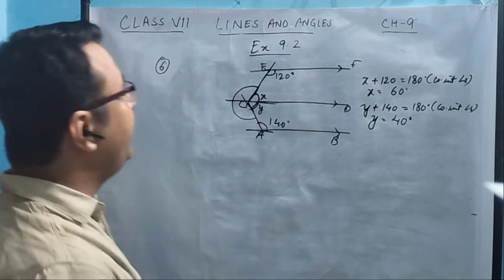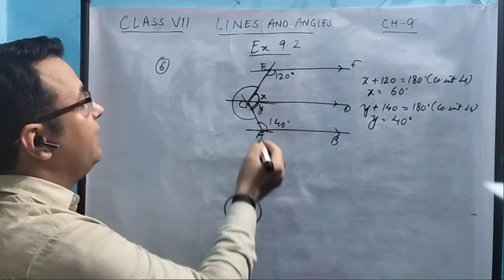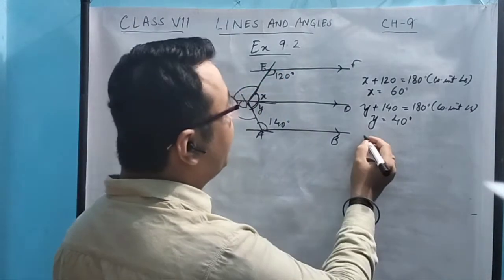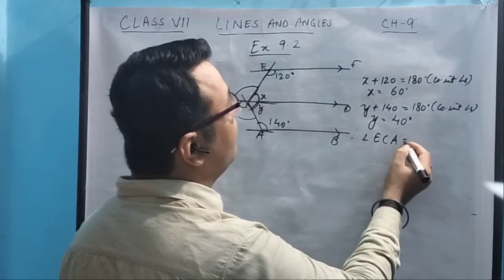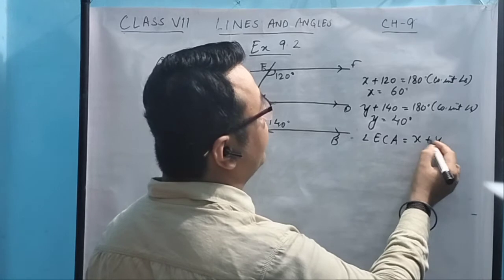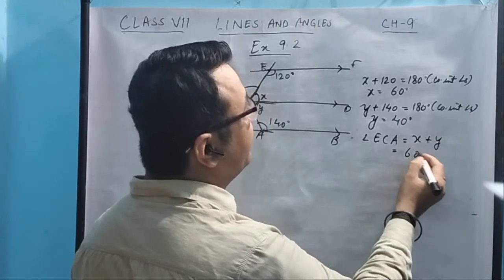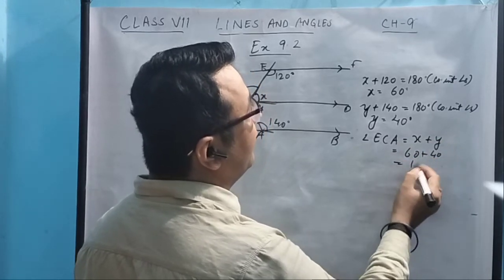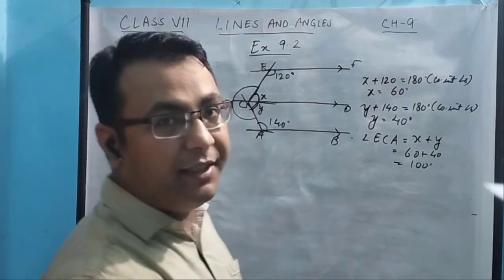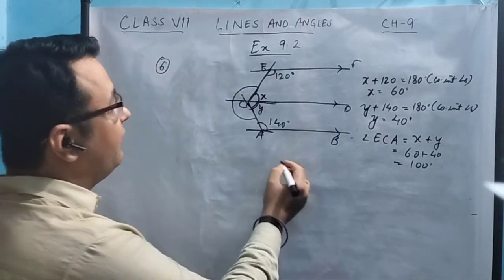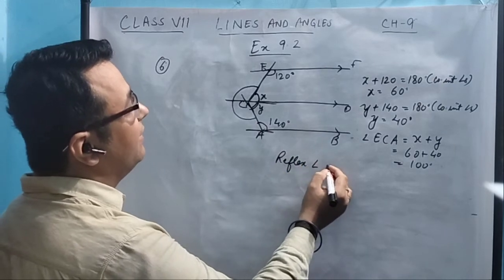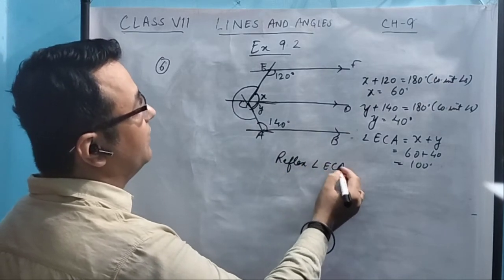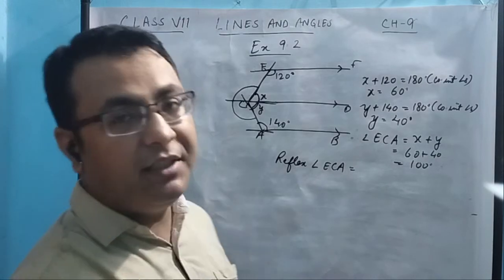Now we have to find reflex of angle ECA. So in that case, first we need to find angle ECA. Therefore, angle ECA will be equal to X plus Y, which is 60 plus 40, 100 degree. Angle ECA is 100 degree. Now we shall find the reflex angle ECA.